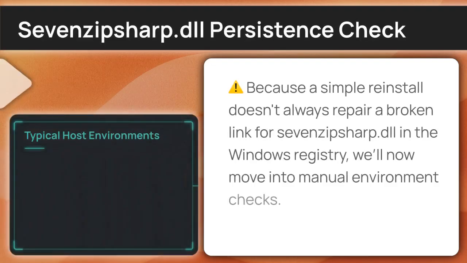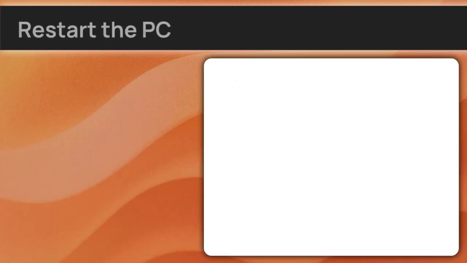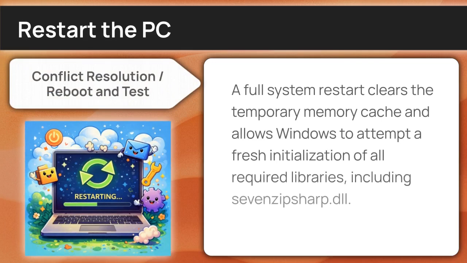Should the reinstallation fall short, the next step in our protocol is to validate the integrity of your system's startup environment. A standard reboot clears out temporary memory conflicts and gives the Windows loader another chance to properly register the SevenZipSharp library component during startup.